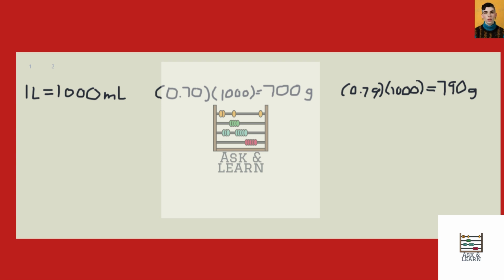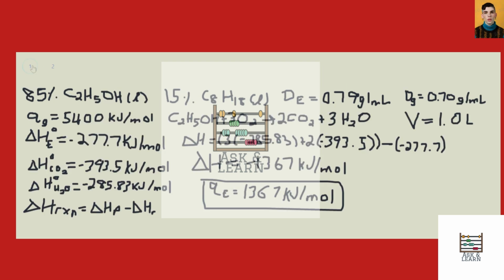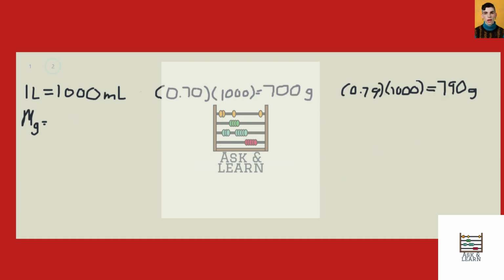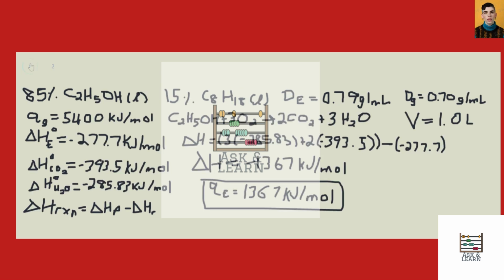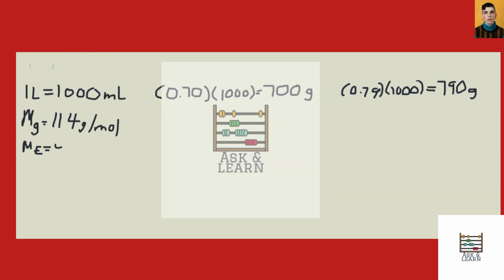So now we have to find the moles. We convert grams to moles, so we're going to find the molecular weight. For our gasoline, which is going to be C8H18, there are 8 carbons here. That's 8 times 12, which is 96, plus 18, which is going to be 114. For ethanol, it's going to be 2 carbons, that's 24, plus 5 hydrogens, plus an OH. That's going to be 46 grams per mole.